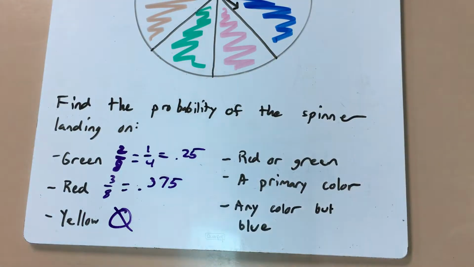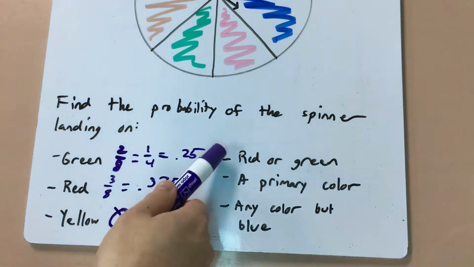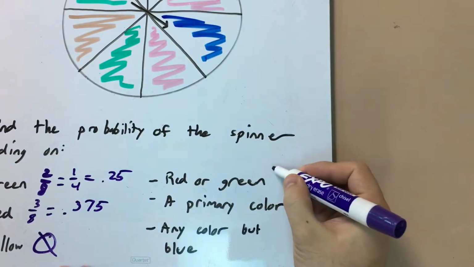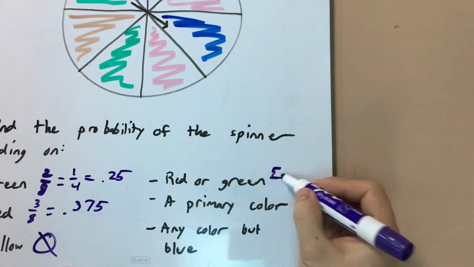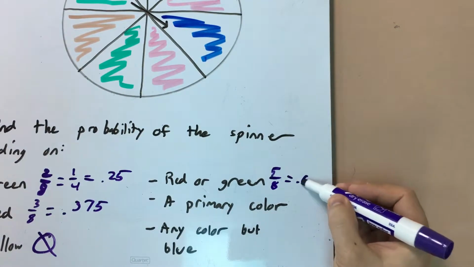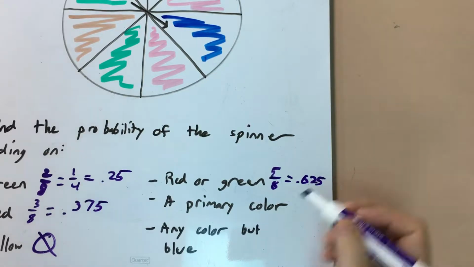Now to this section, we have some OR words, or we have some OR events. So in the example of red or green, we're okay if it lands on any of the 3 red sections or any of the 2 green sections. So that's 5 ways to get what we want out of 8 total outcomes still, and we can call this 0.625.